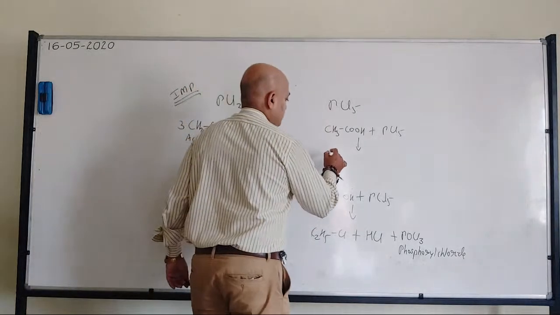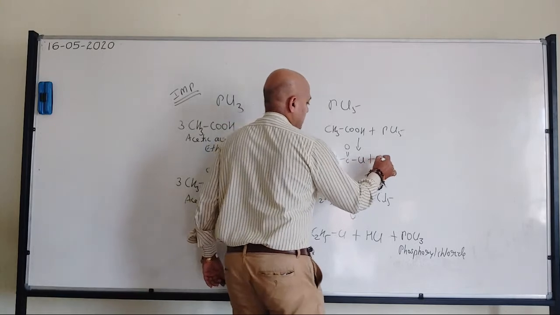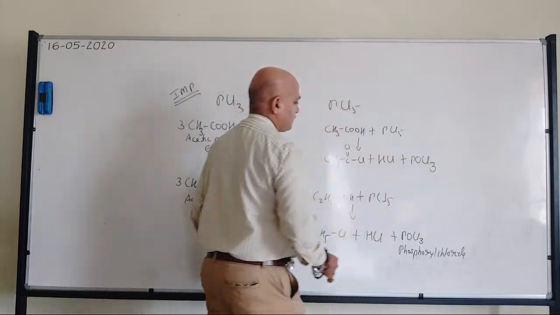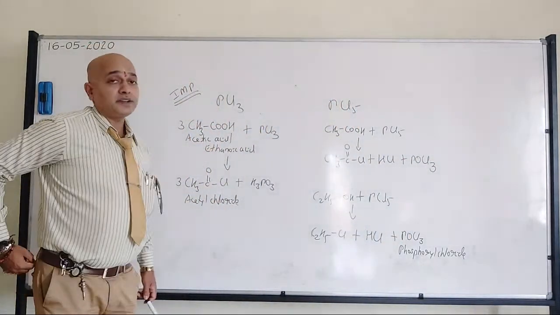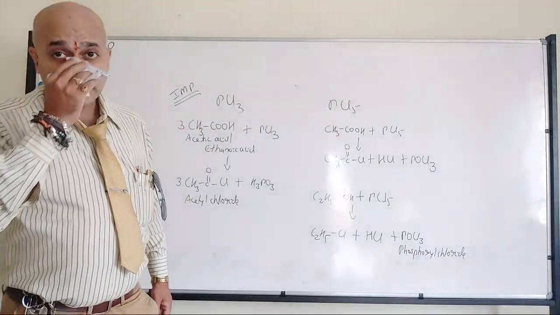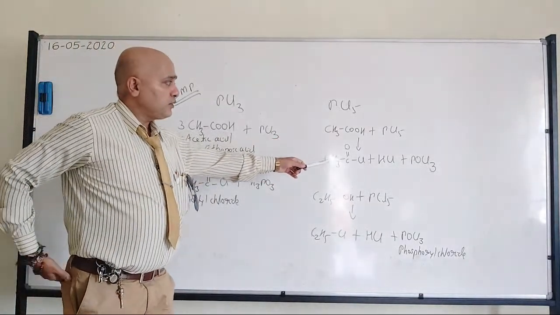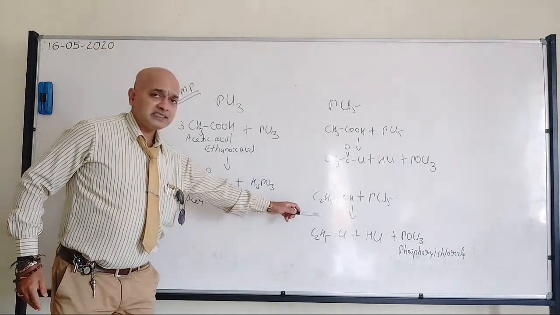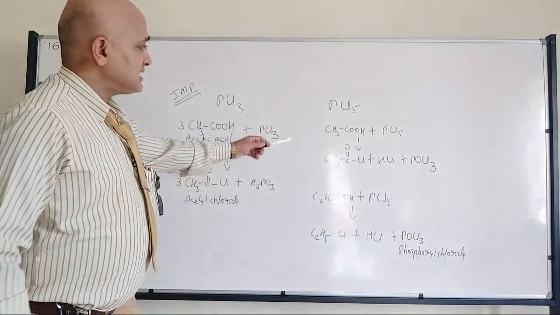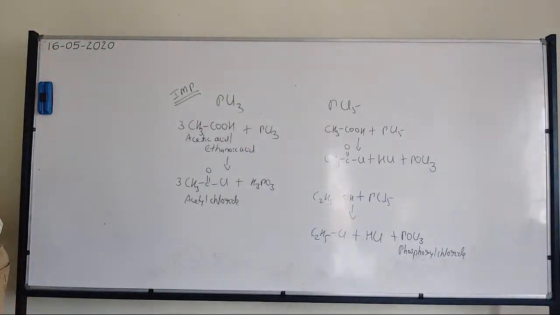So that means we should get acetyl chloride, then HCl, and then POCl3, phosphoryl chloride. Fine? So that's where we have the reaction. If you practice this one, any one, you can write the reaction for both. Right? So that's where we have the reaction with PCl5. All of you have understood?